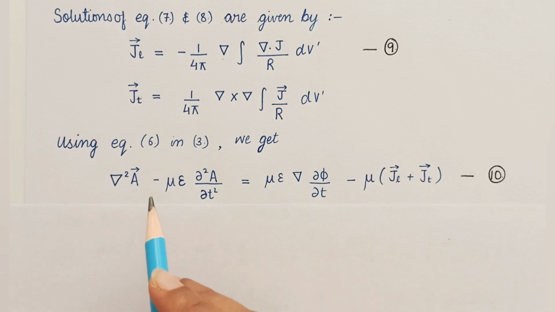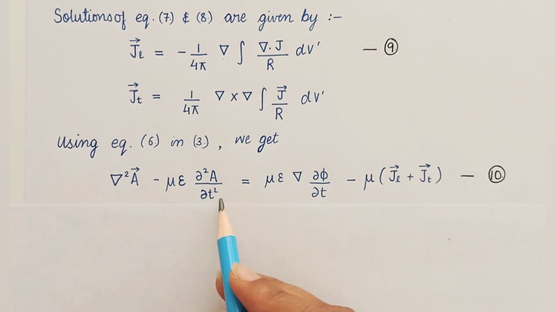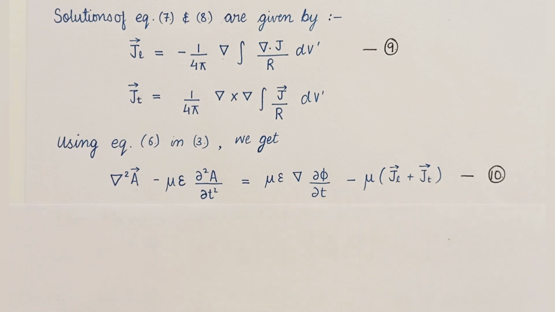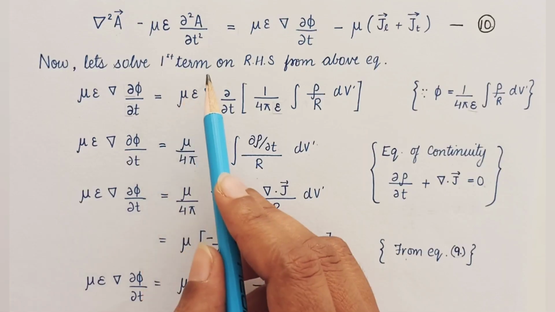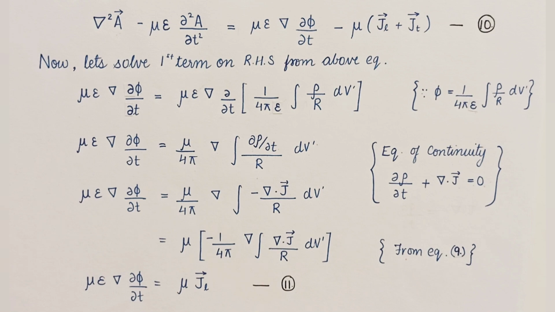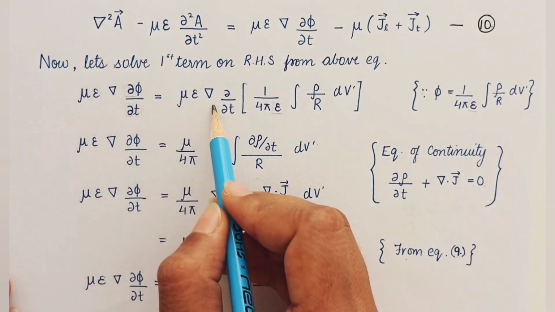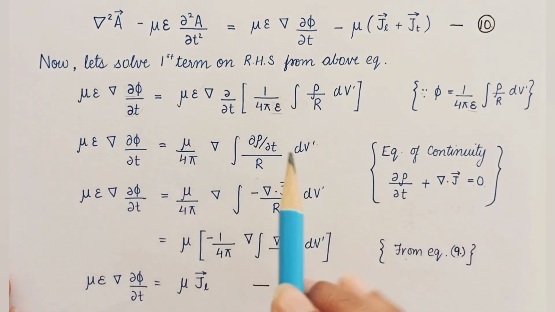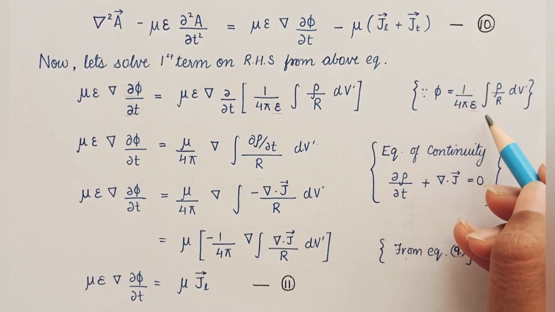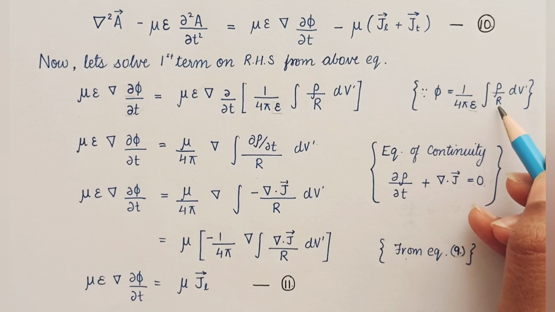Now, as you can see, the left hand side has only the vector potential, the right hand side has one term with the scalar, and the rest is the current density, that is J. So now it's time to use this first term, and we are going to solve it to make the equations simpler. Now let's solve the first term from the right hand side. So how are we going to solve it? We have written this term as it is, and we have taken phi separately. And as we know, the value of phi is 1 upon 4 pi epsilon integration rho upon R dv.